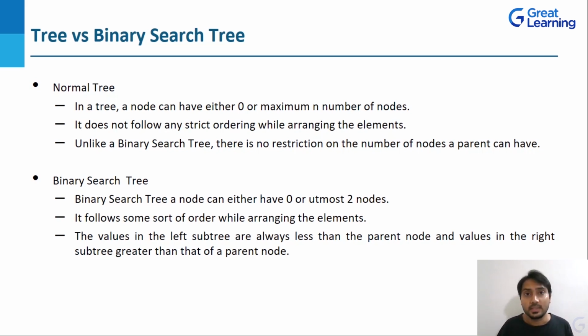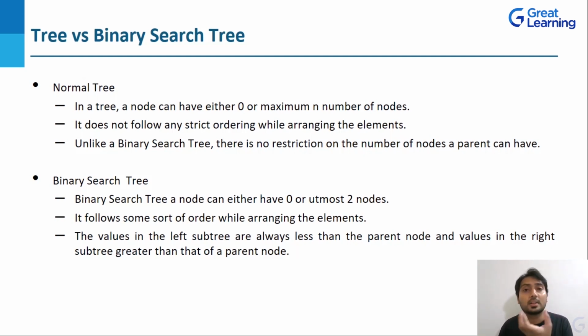Now, as the name itself says, you can have a maximum of 2 child nodes in a binary search tree. Here also, you can have 0, 1 or 2, not beyond 2. The restriction is maximum 2 child nodes. That's it. Nothing more than that. Now, unlike a normal tree, we have some sort of ordering here. We do follow an ordering in the case of a binary search tree, but that is not the case in a normal tree. So here we have some sort of arrangement in a binary search tree.